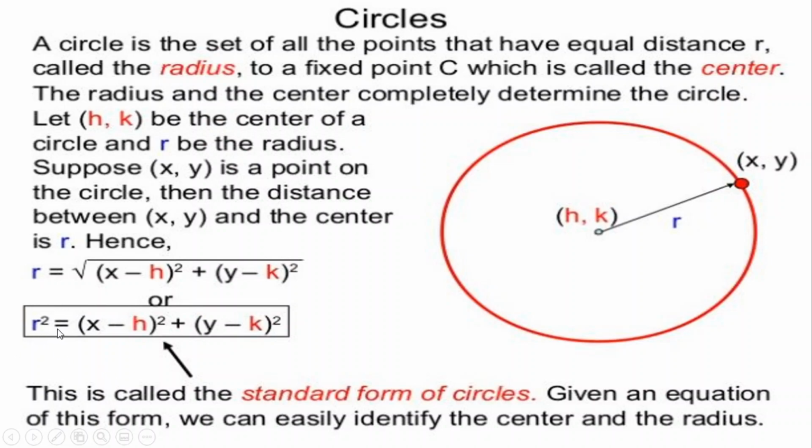R squared is equal to X minus H squared plus Y minus K squared. This is called the standard form of a circle. Given an equation of this form, we can easily identify the center and the radius.